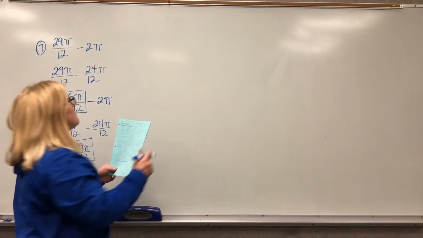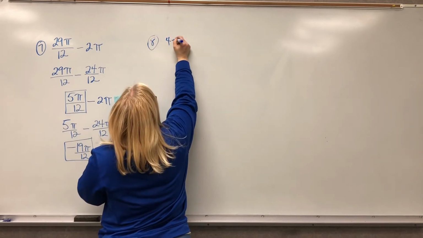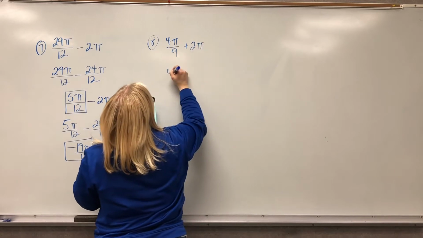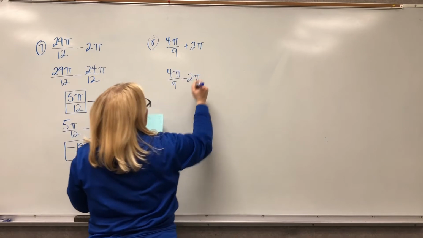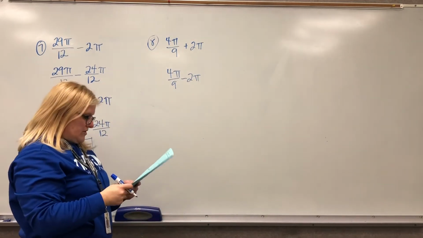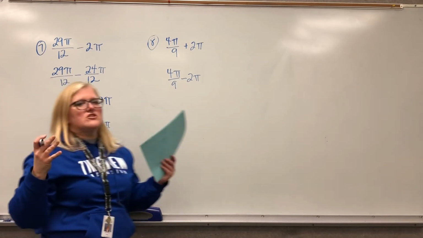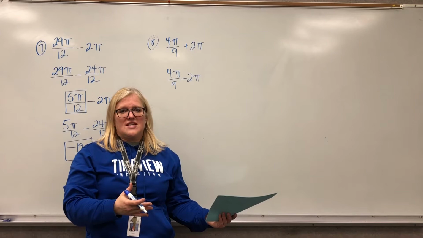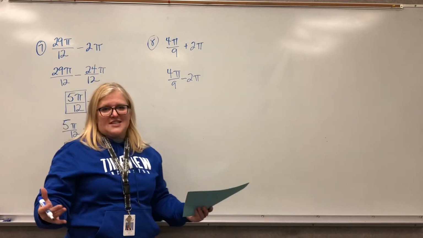Except this time for number 8, you're given 4 pi over 9. This time you're going to add 2 pi to it, and you're also going to subtract 2 pi from it to get your coterminal angles. All right, number 9, and then there's always the option, you could always convert it into degrees, figure it out, and then convert it back into radians. It just takes extra time is all.